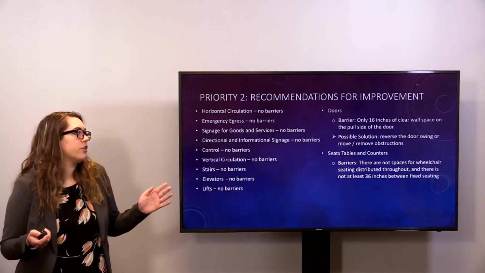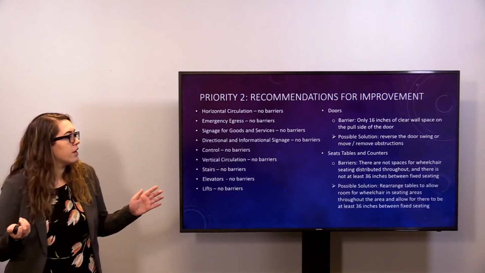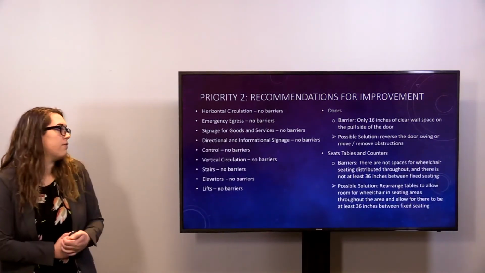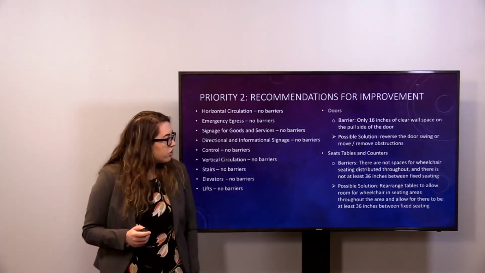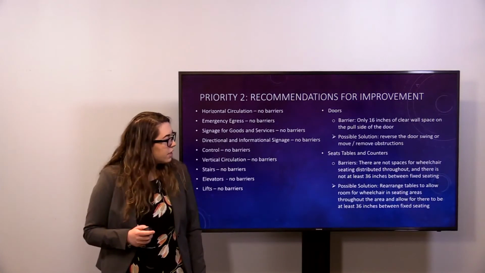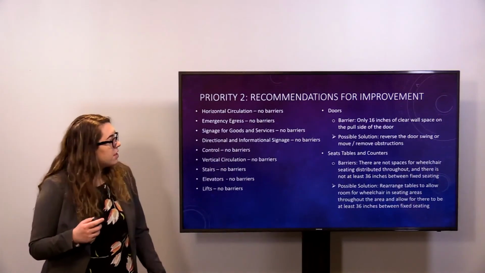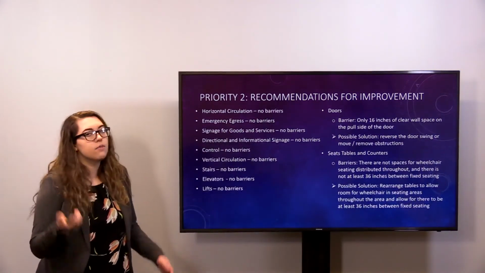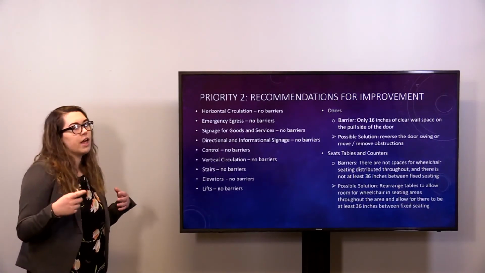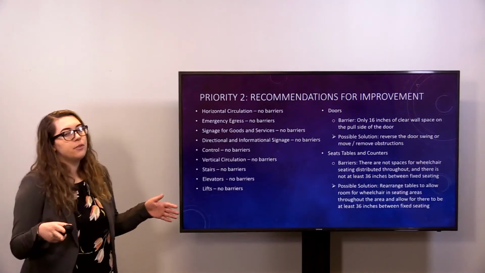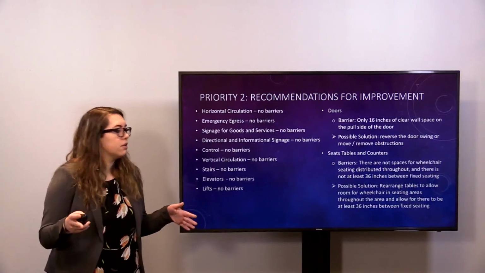And there is not at least 36 inches between fixed seating. There were only 34 inches. So a possible solution to fix this would be to rearrange the tables to allow for wheelchair seating in areas throughout the room, and allow for there to be at least 36 inches between fixed seating. Yet again, the furniture in the room can easily be reconfigured so that the aisle between the back wall and the back row of seating is more than 31 inches.